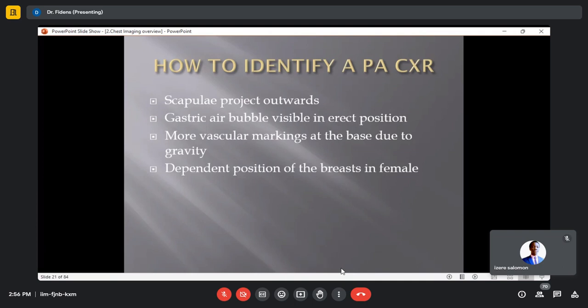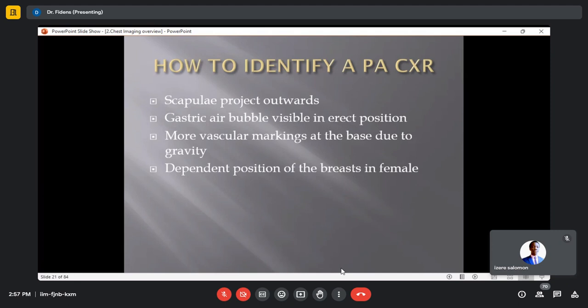Okay, this is another sign, but not very important, but it can still help. You remember, a gastric air bubble can be visible when the patient is in an erect position, standing. But if the patient is lying down, you can't see the gastric air bubble, because you remember the air collects itself on the upper side of any structure containing it.